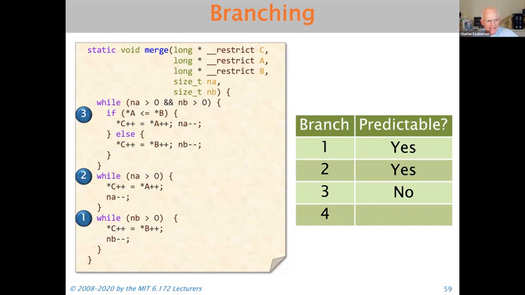Okay, what about this last branch, the one in the while, in the first while? Yeah, that always loops except for its last iteration. Now, there's actually two potential branches in this code, since the short-circuiting double ampersand could represent another branch, but it doesn't matter, it's predictable. So that's yes.